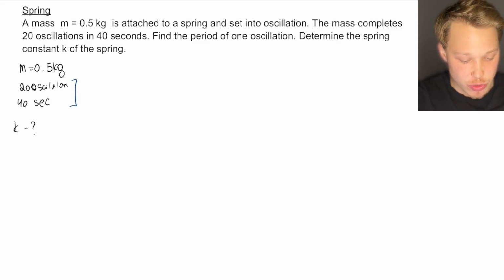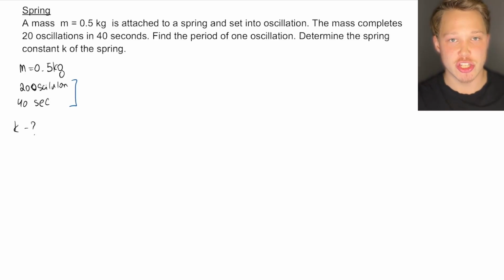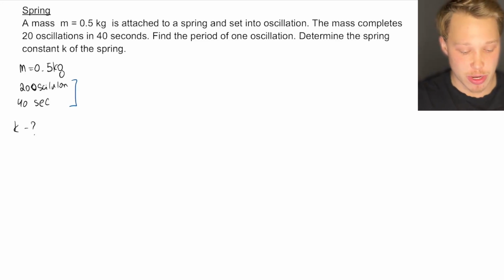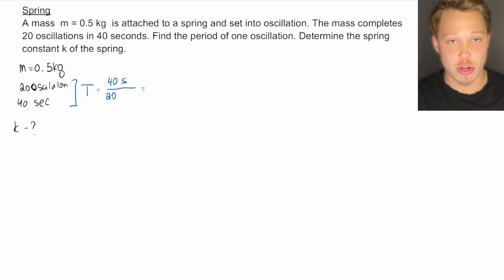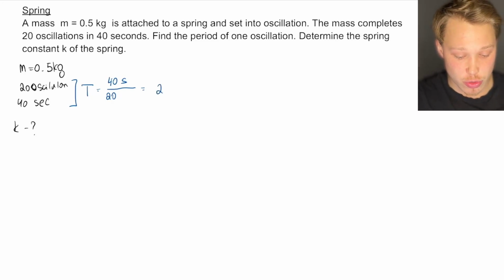So what does this really tell us here? 20 oscillations in 40 seconds. So this indirectly gives us the information for the period of the spring, right? The period is the time for one oscillation. So to get the time for one oscillation, we need to take 40 seconds and divide it by 20 oscillations. So we get 40 over 20, which is 2 seconds.